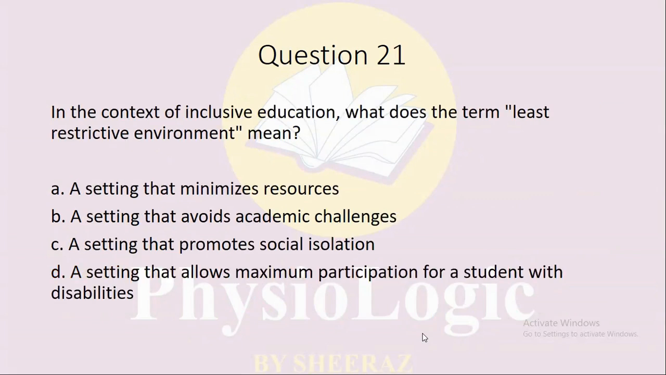Question number 21. In the context of inclusive education, what does the term least restrictive environment mean? Option A, a setting that minimizes resources. Option B, a setting that avoids academic challenges. Option C, a setting that promotes social isolation. Option D, a setting that allows maximal participation of a student with disabilities. And the correct answer is option D, a setting that allows maximum participation for a student with special disabilities.